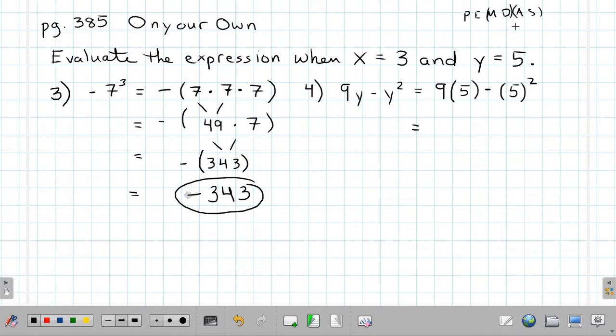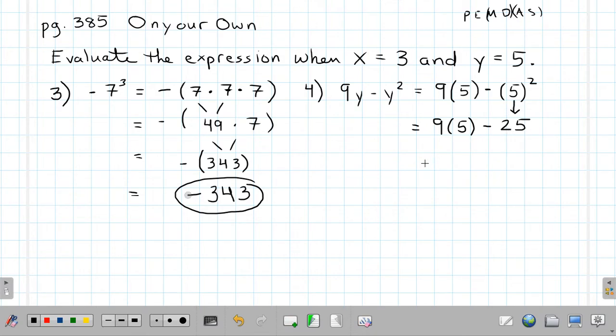Now PEMDAS or GEMDAS, we have grouping symbols, we have parentheses, but in each one of those it's just a number. So then we go to the next thing. Do we have exponents? Well, yes. There are no exponents on the 9 times 5, so it's going to stay the same. The minus is going to stay the same, but we have 5 squared, and 5 times 5 is 25. Okay, so that's the first thing we've got to evaluate.